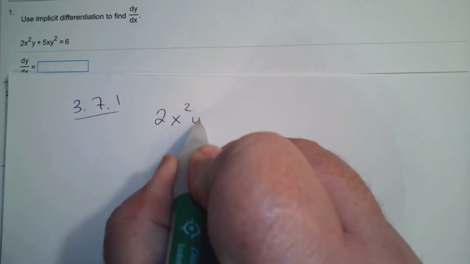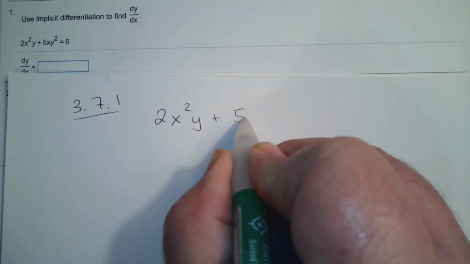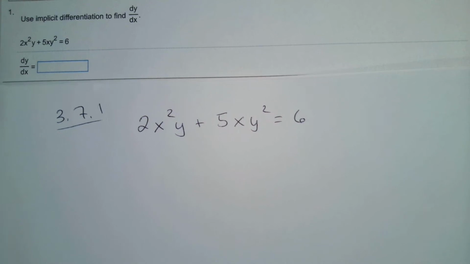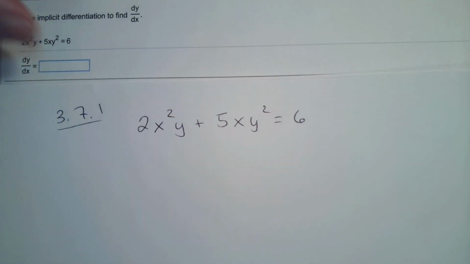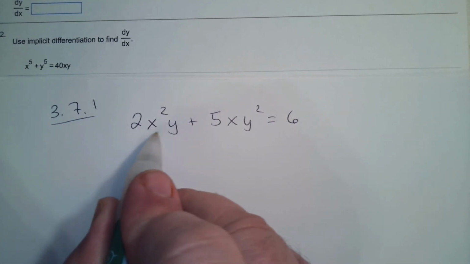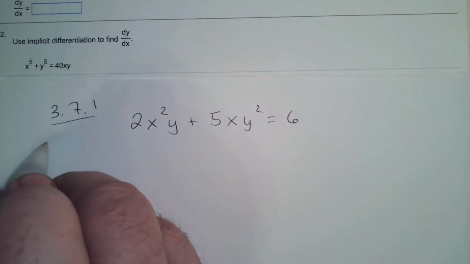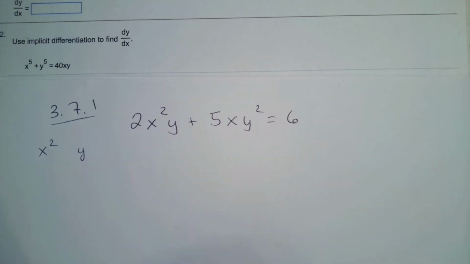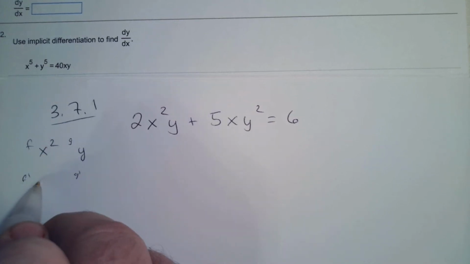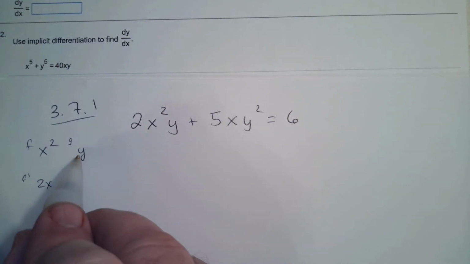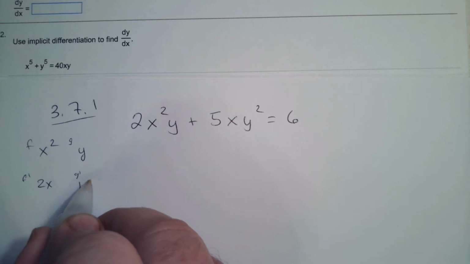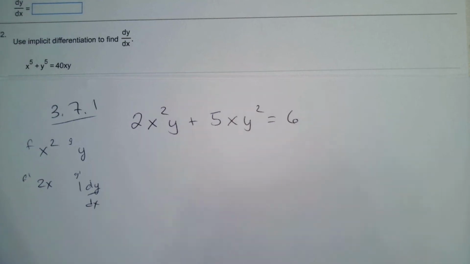2x squared y plus 5x y squared equals 6. See, now it's asking for dy/dx. That's what we have to isolate. So, here we have a product. So we have x squared and y. That's f and g. F prime, g prime. So it's 2x. The derivative of y is 1, but we have to put a dy/dx behind it.